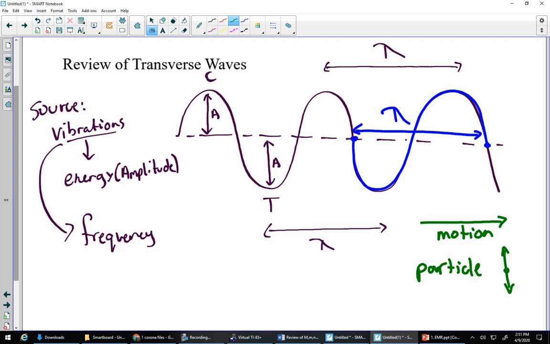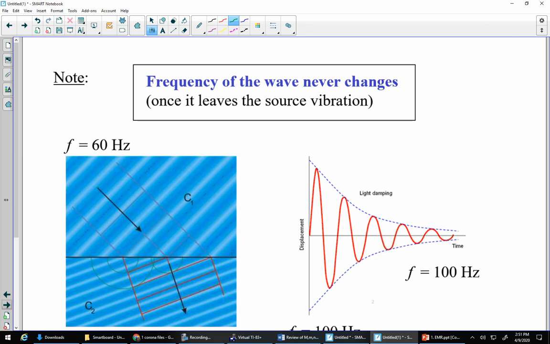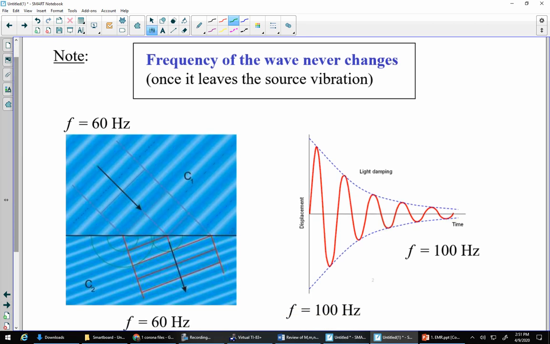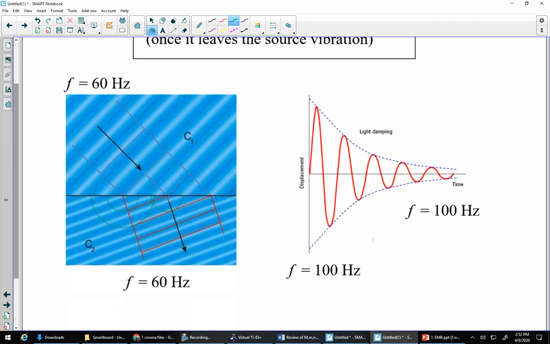Cool. So there's a really quick review of some things that we've talked about with transverse waves. A couple notes, still in the review section here. What property of a wave never ever changes once it leaves the source? It is the frequency. So it doesn't matter if it is... and do you remember these terms from Physics 20?